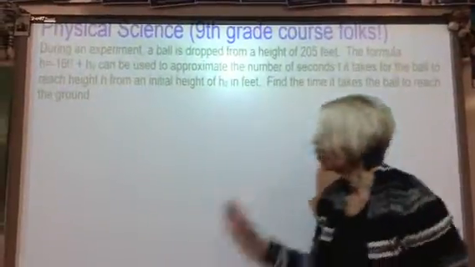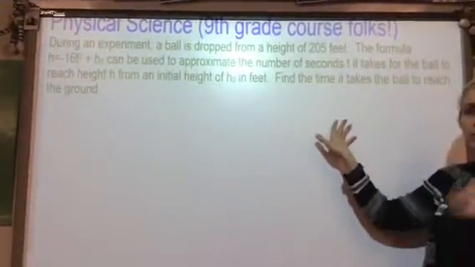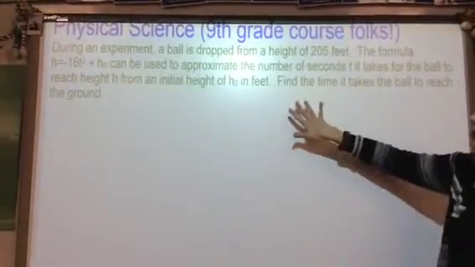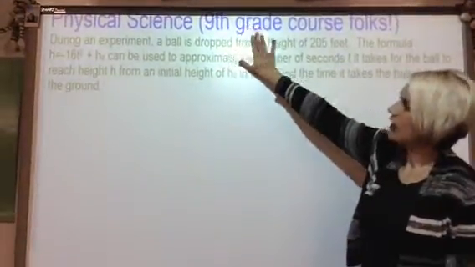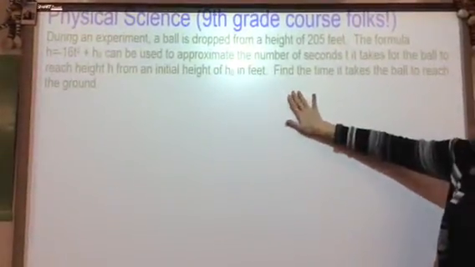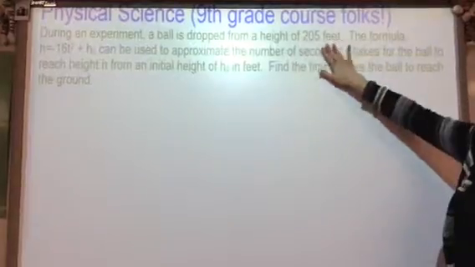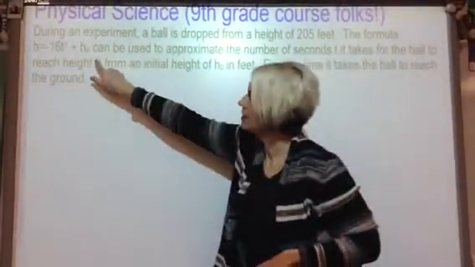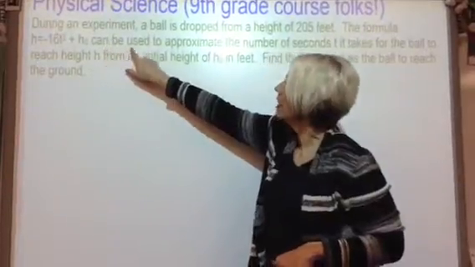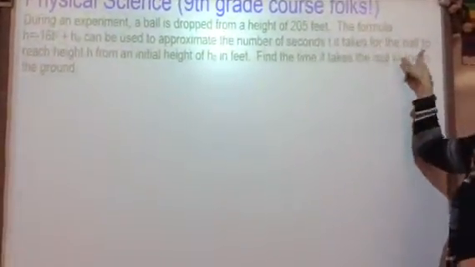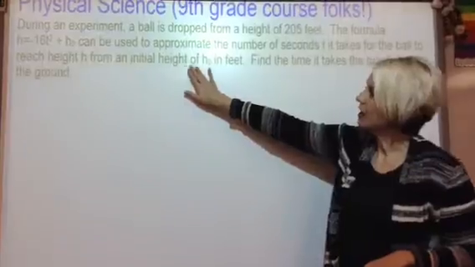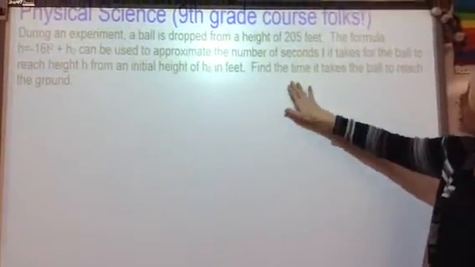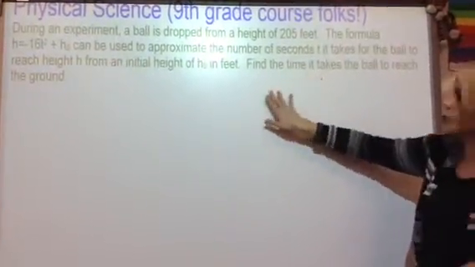What you're going to do with the real world problem today, we'll solve it in class tomorrow, but I want you to get started on it. This is from physical science, which is the science class that you will take next year. So during an experiment, a ball is dropped from a height of 205 feet. The formula, h equals negative 16t squared plus h sub 0, can be used to approximate the number of seconds t it takes for the ball to reach height h from an initial height of 0 feet. Find the time it takes the ball to reach the ground.